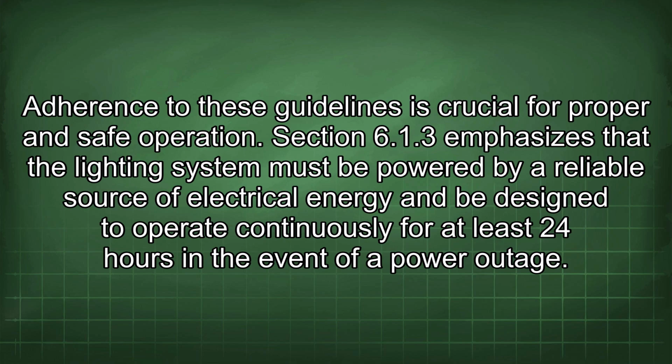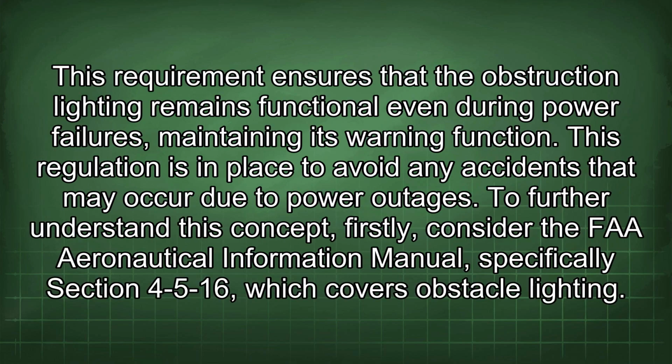Section 6.13 emphasizes that the lighting system must be powered by a reliable source of electrical energy and be designed to operate continuously for at least 24 hours in the event of a power outage. This requirement ensures that the obstruction lighting remains functional even during power failures, maintaining its warning function. This regulation is in place to avoid any accidents that may occur due to power outages.